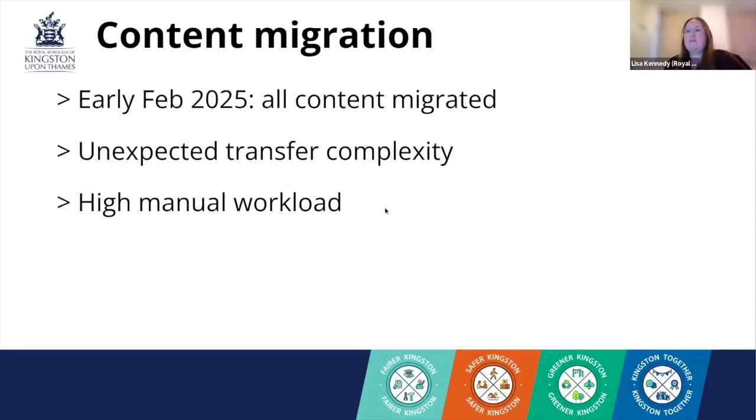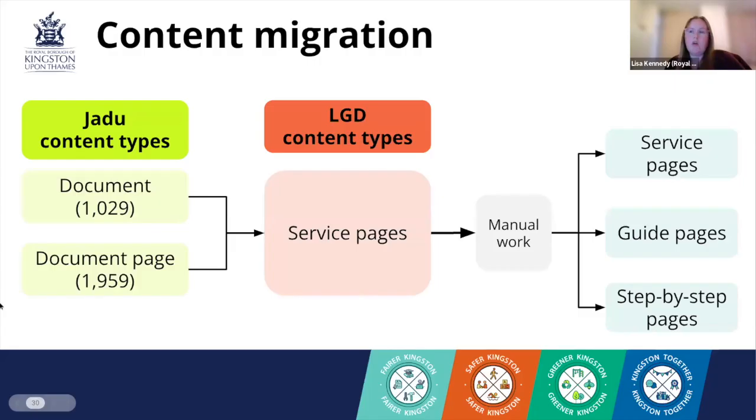So this is an example of how we looked at our migration. We had two content types listed here in Jadu, documents and document pages. I had no idea what the difference is between the two, by the way, but they were there, and they had most of our service page information on them. We would automatically migrate them into service pages. So they'd go to one page type in LocalGov Drupal, and then there was manual work involved in changing those pages to service pages, guide pages, or step-by-step pages.